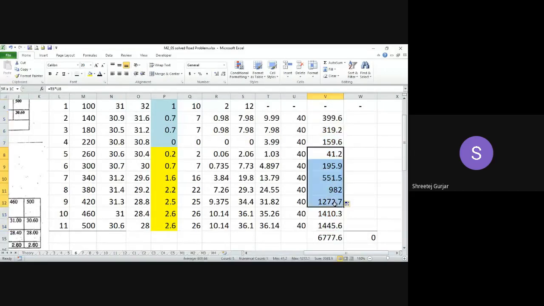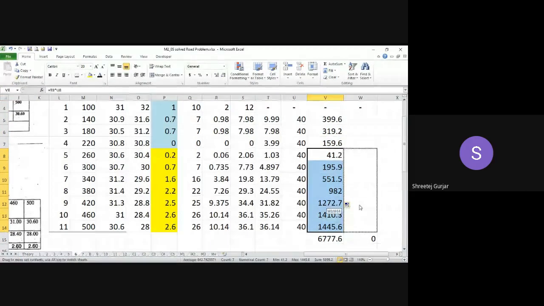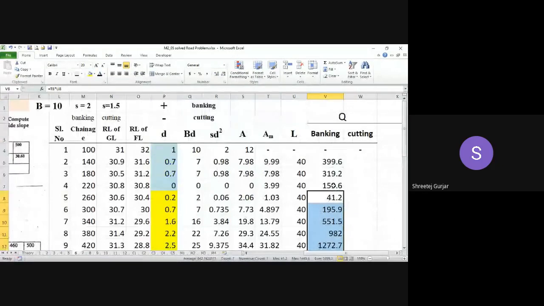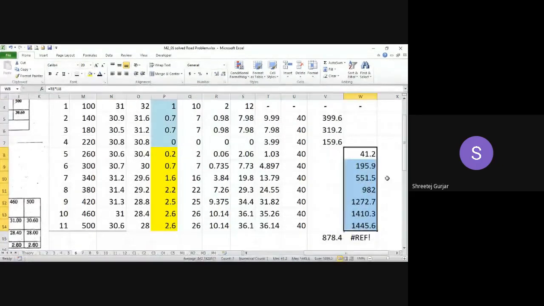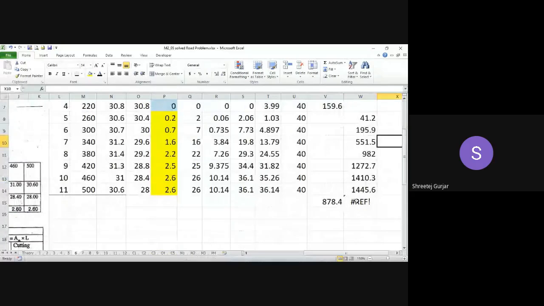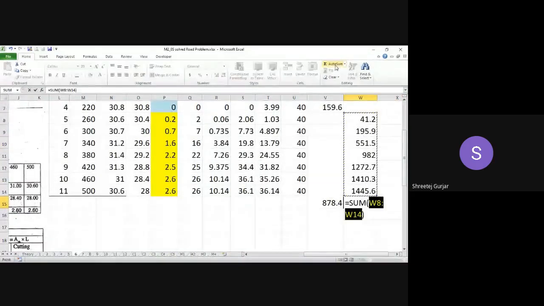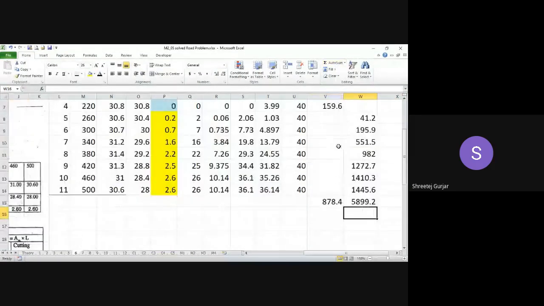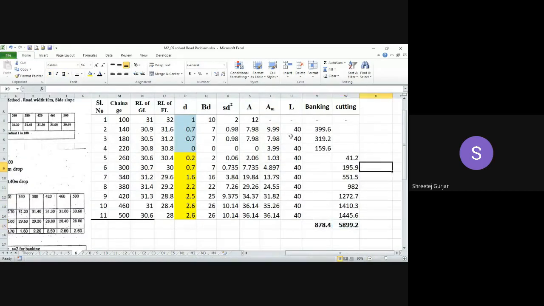So I'll separate this out over here. This is cutting. Sorry, this is under banking. Okay, so this is cutting. So I'll separate cutting over here. So what is the total area of banking? It is 878.4 meter cube, and 5,899 for cutting. So this is how you can solve using this mean area method. Okay, mean area method. If they tell you to calculate using this formula, you have to use AM, not DM.